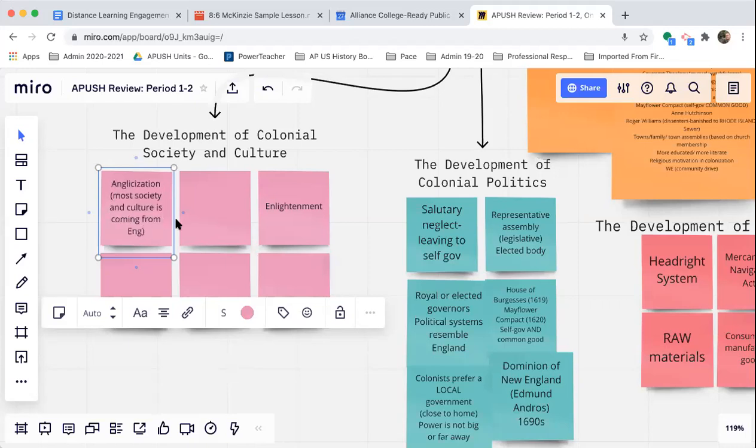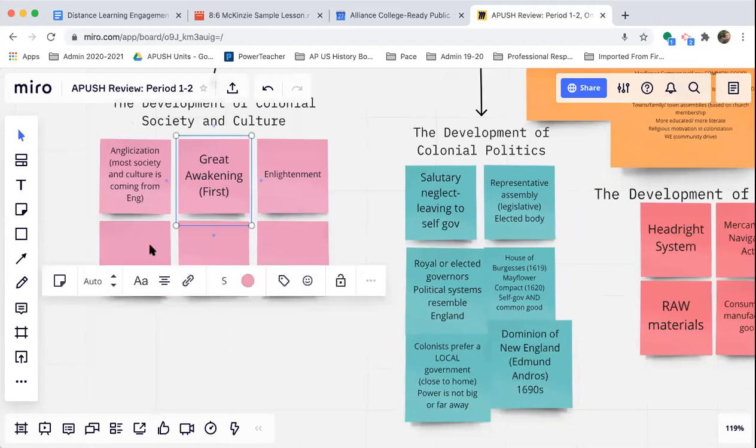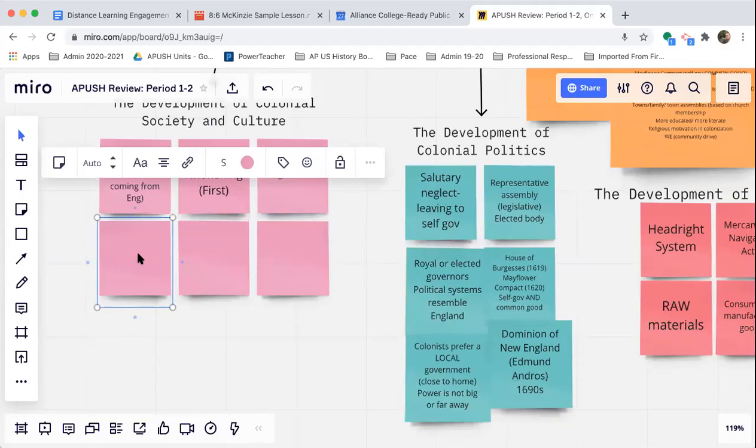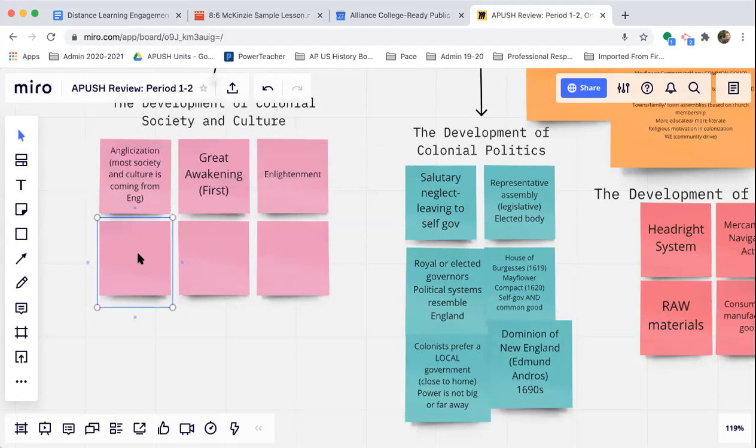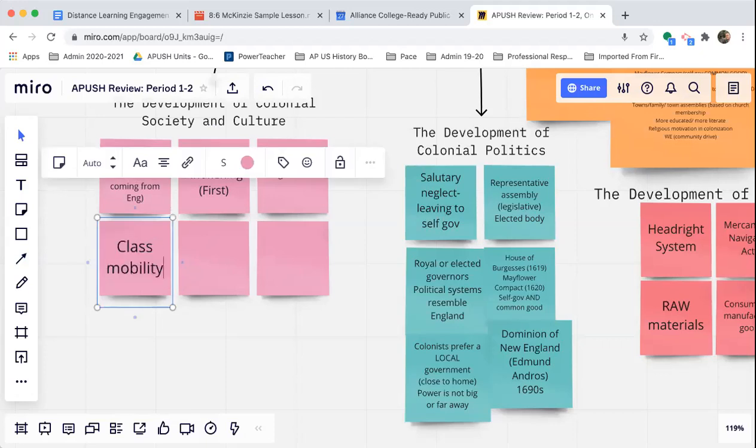Good. The Enlightenment, the Great Awakening as well. Well, what's happening? The Great Awakening, the first Great Awakening, which implies there will be a second one in the 1840s. We'll talk about that. Why don't we talk about social hierarchies? Are the colonies more or less set in their social structures than England? Less. Good. I think it's a good phrase for you to be able to use: class mobility is available in the colonies that's not available in Europe, in that people can be poor and work their way up, or be rich and work their way right down. That happens as well.